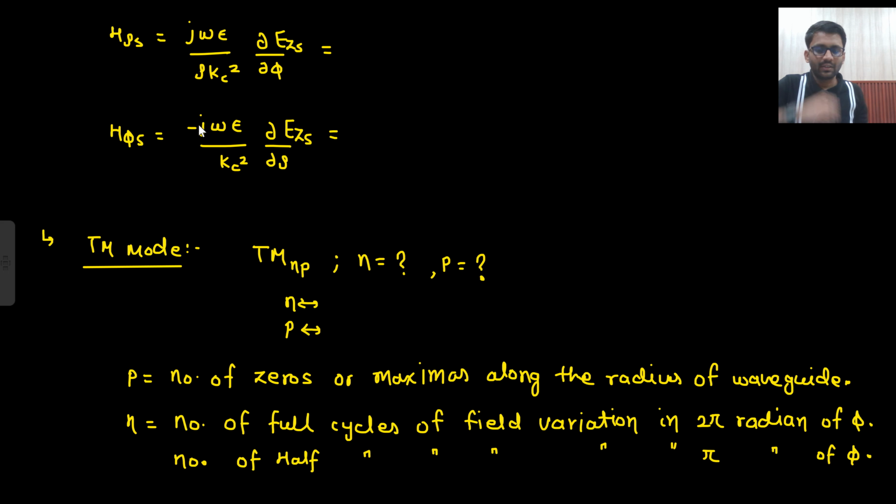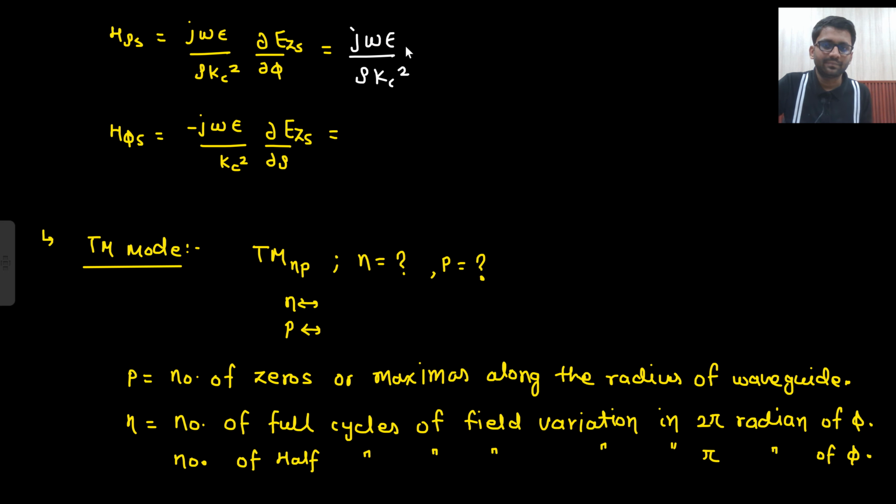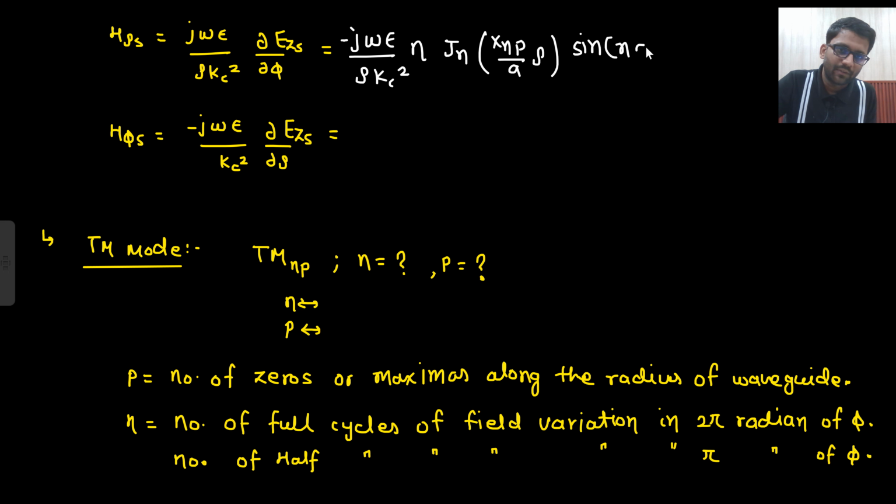What about H rho s? So j omega epsilon upon rho kc square. Now you need to differentiate with respect to phi. Again, if I differentiate with respect to phi, then n will come outward, and the minus sign will also come outward. Then Jn of kc rho, that is x n p by a into rho, and the differentiation of cos is sin n phi, e to the power minus gamma g z.